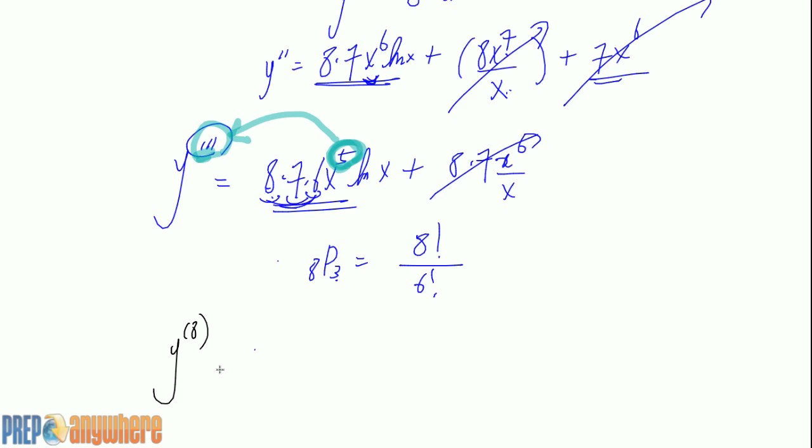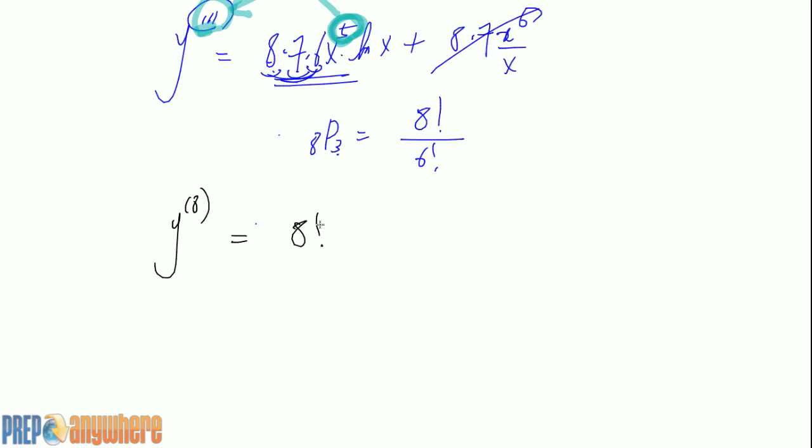The 8th derivative then will be 8 times, so 8 permute 8, which is going to be just 8 factorial. So we're going to have x to the power of 0 here, attached with a ln of x. So this is the 8th derivative. Okay, this simplifies to 8 factorial. X to the power of 0 is 1, so we have ln of x.